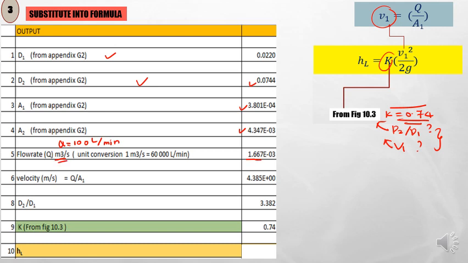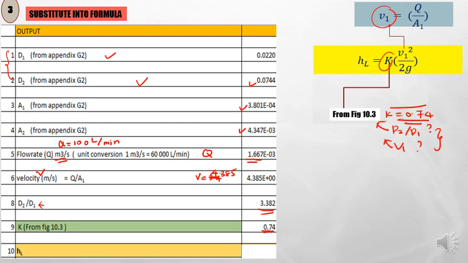So the flow rate is actually 1.667 times 10 to the power of minus 3 meter cube per second. Once I got my Q, I can directly calculate my velocity, which is Q divided by A1. So this is my new V, which is, sorry, it's actually 4.385. And this one is the ratio. So I just get this value and substitute into this one, D2 divided by D1. And then I got my K value from the figure.